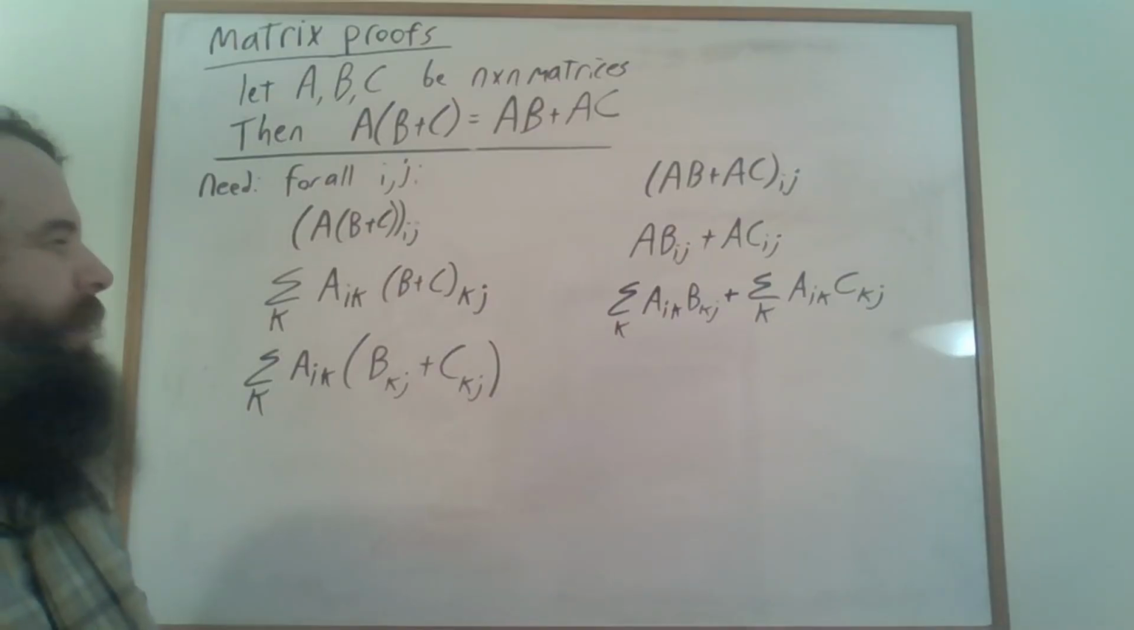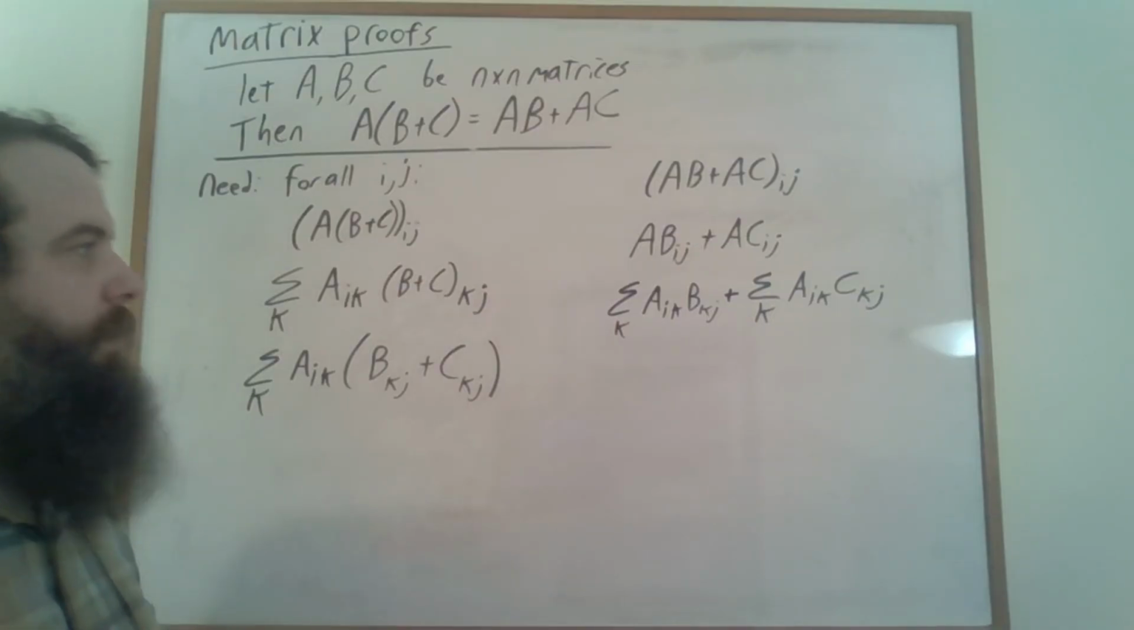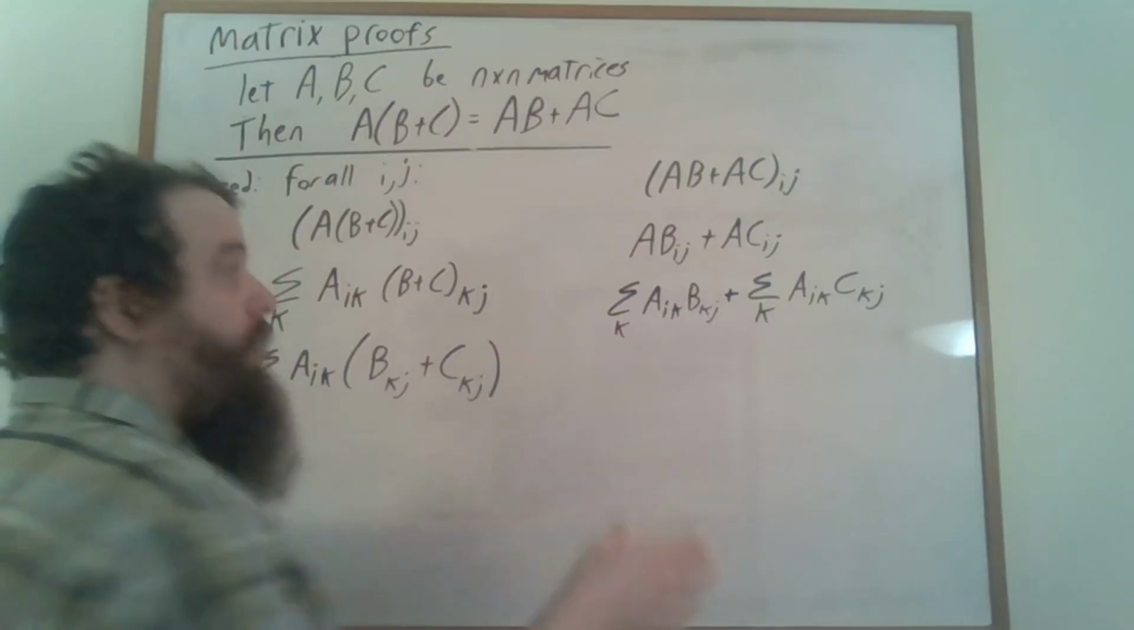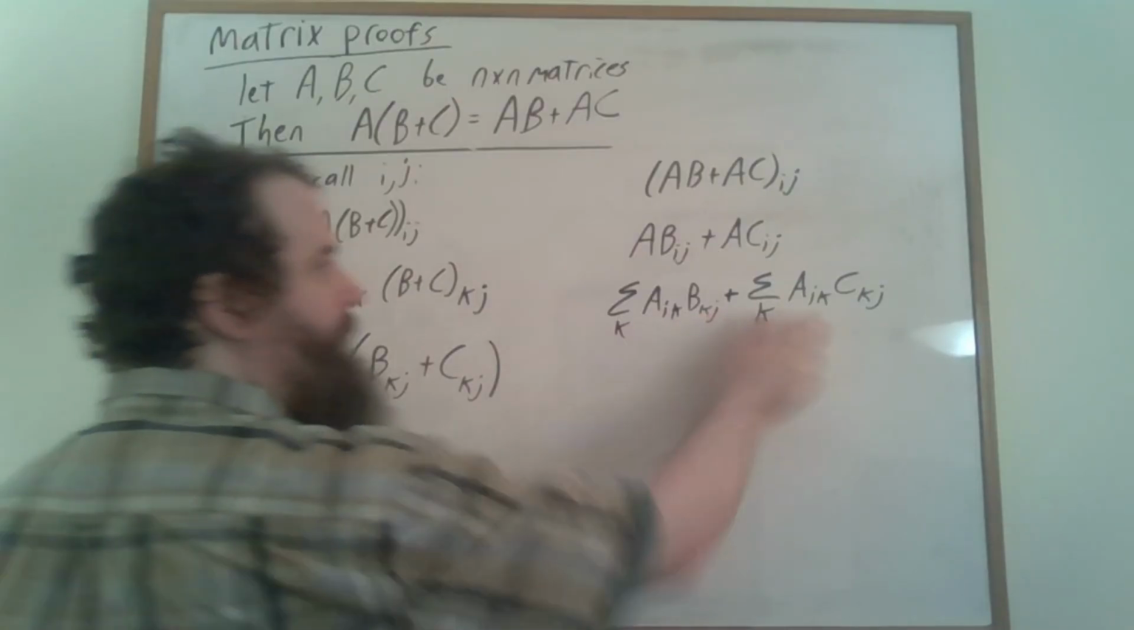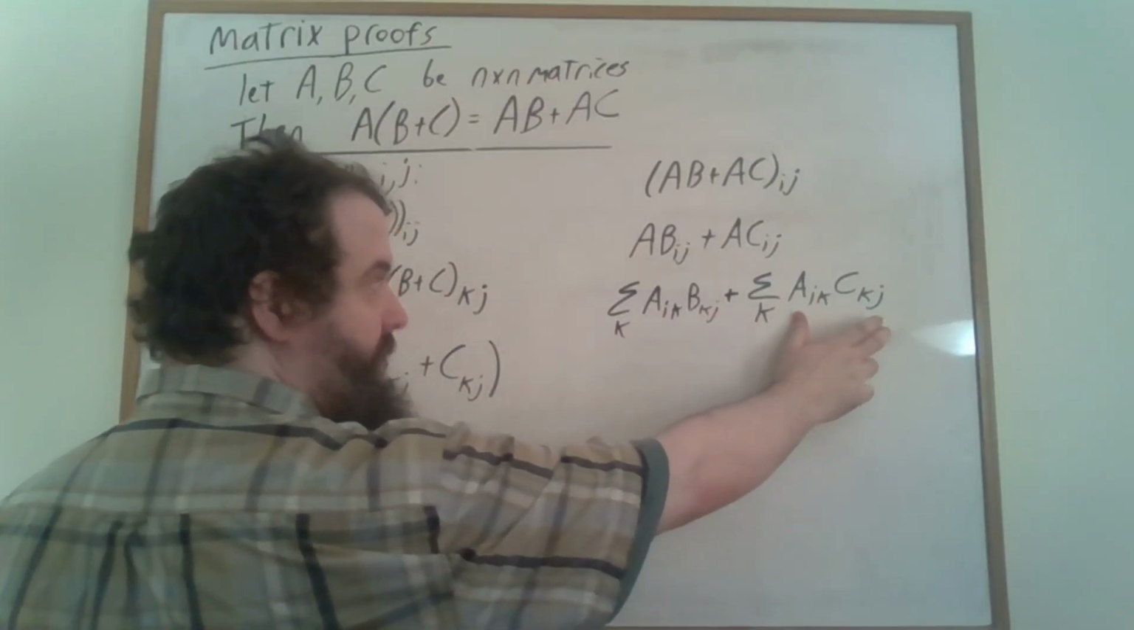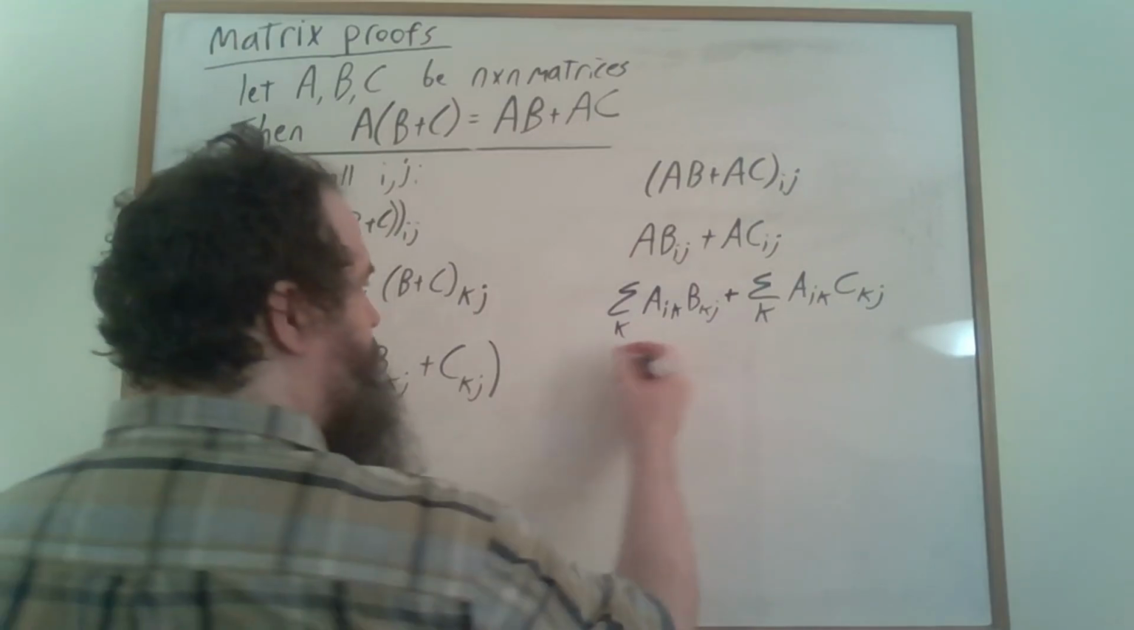So how can we do that? Well, let's start by using a property of summations. We know that if we're adding a bunch of stuff plus another bunch of stuff, that's the same as just having one big sum.